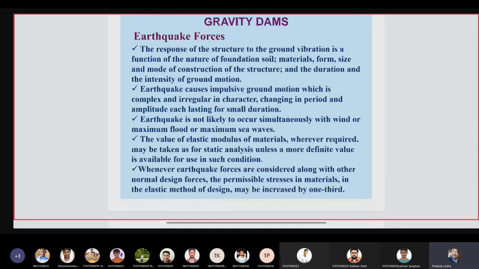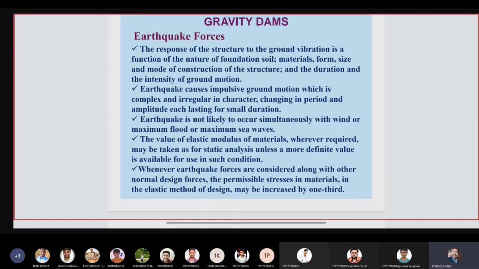There are certain things mentioned here: the response of the structure to the ground vibration is a function of the nature of foundation, soil, material, form, size, and mode of construction, structure, duration. These are from the IS code: intensity of ground motion. Earthquake causes impulsive ground motion, which is complex, irregular in character, changing in period and amplitude. Earthquake is not likely to occur. These are the IS code provisions.